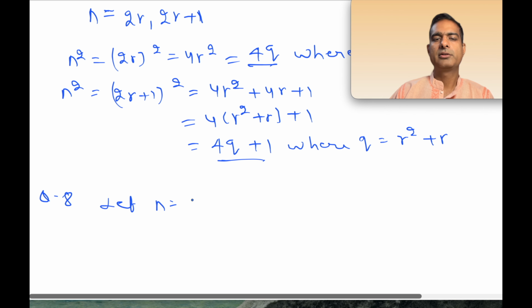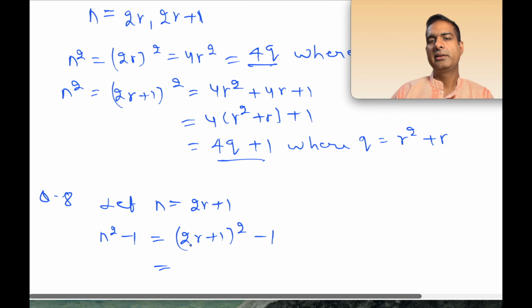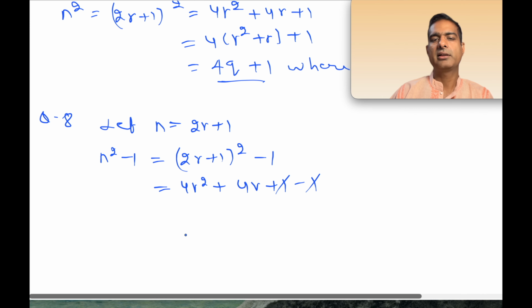Let n equal 2r plus 1 be an odd integer. Then we have to show that n square minus 1 is divisible by 8. So if n is equal to 2r plus 1, then n square minus 1 will be (2r plus 1) whole square minus 1. If I open it using (a plus b) whole square, it will be 4r square plus 4r plus 1 minus 1. So plus 1 minus 1 will cancel out. We can take 4r common, so remaining will be r plus 1.